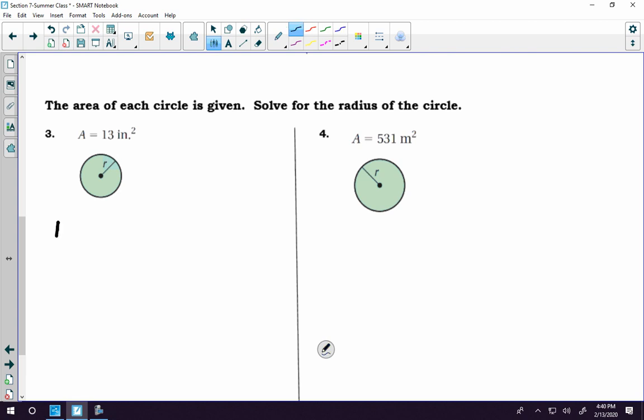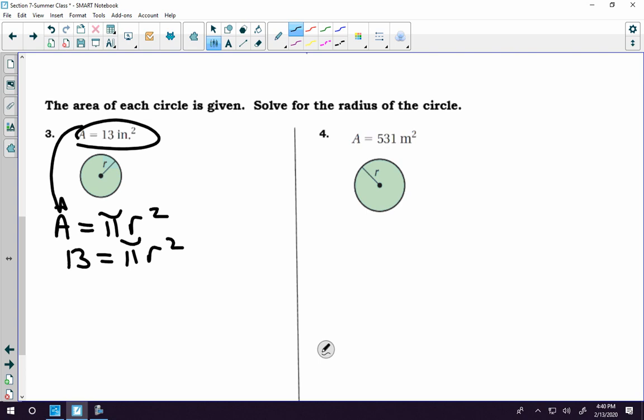So again, the area equation of a circle is area equals pi times radius squared. We're given the area, so properly substituting our knowns, we're going to substitute 13 in for the area in area equals pi times radius squared. Again, they want us to find the length of the radius. So next thing we're going to do is divide both sides by pi.